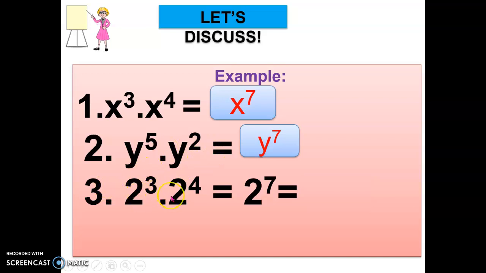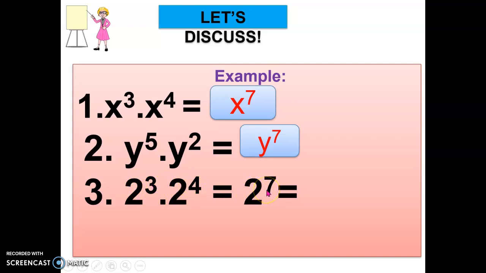For number 3, ang pagkakaiba lang po dito sa example natin sa number 3, ang base niya ay numerical. So, unlike dito sa 1 and 2, since ang bases niya ay variable, ang answer natin hanggang dito na lang. Pero kapag numerical po, ay kailangan nating i-evaluate. So, ang base po natin is 2. So, 3 plus 4 is 7. So, 2 raised to 7.